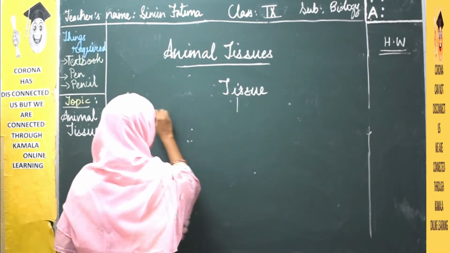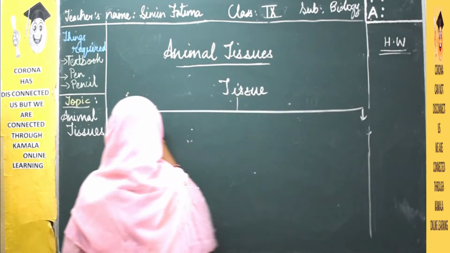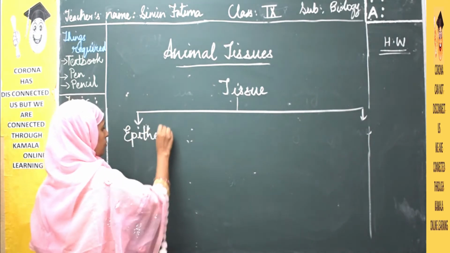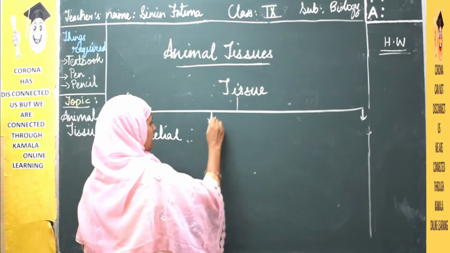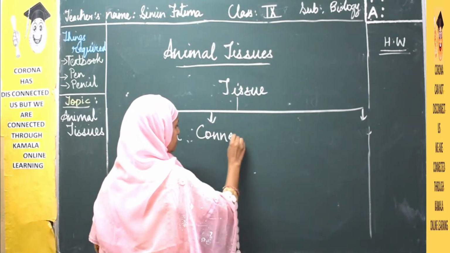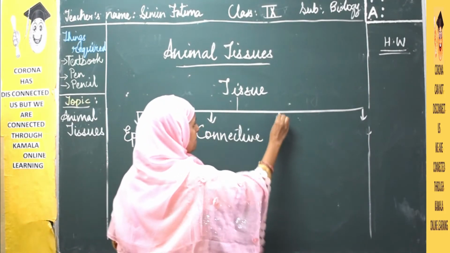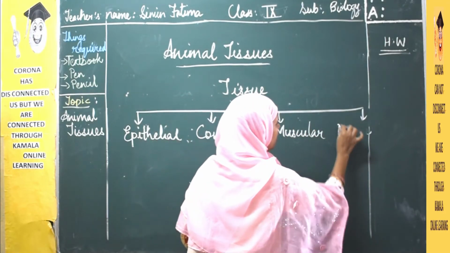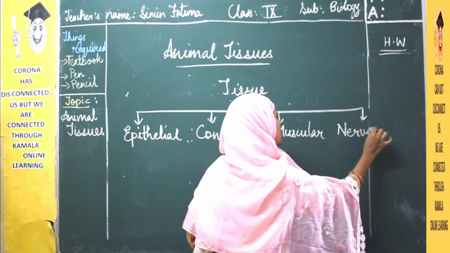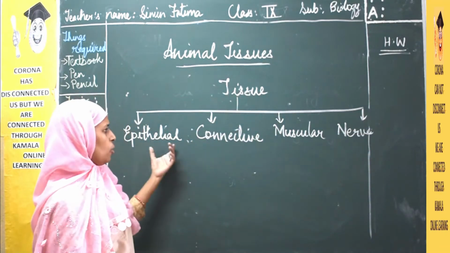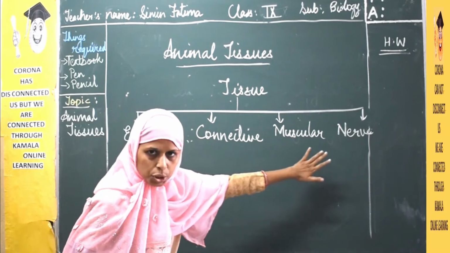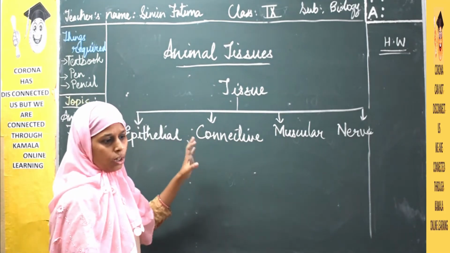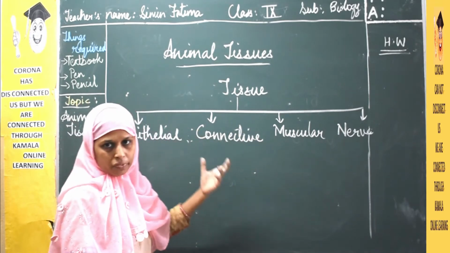Now animal tissue is basically of four types. Okay? Epithelial tissue, connective tissue, muscular tissue, and nerve tissue. Okay, so we'll be reading about these four types of animal tissue, their functions, their location, and what are the various types of each specific tissue.